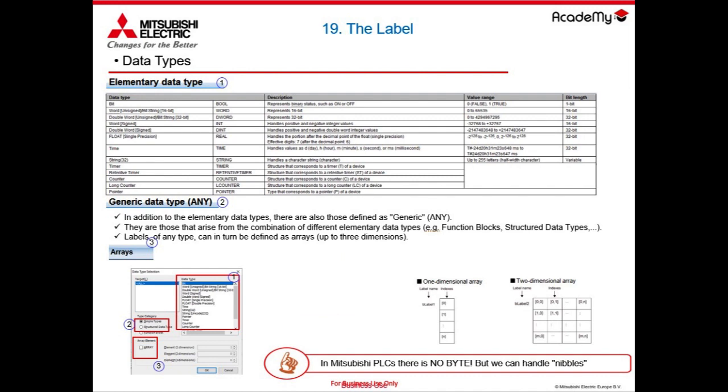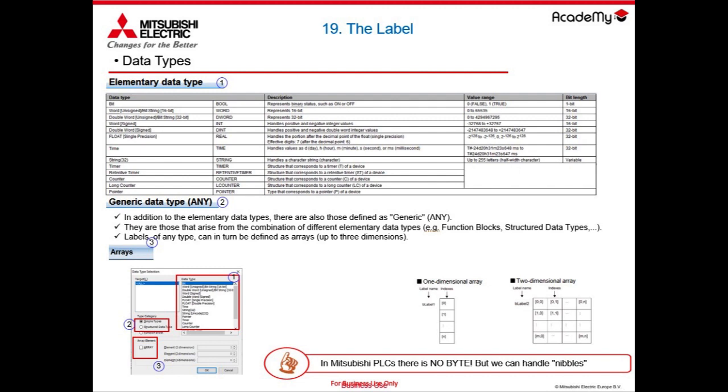As for the labels and the type of data now associated, we will associate the label with an elementary type of data, or a structured type of data, or even a label for the instance of a function block. As for the elementary data, we refer to this.